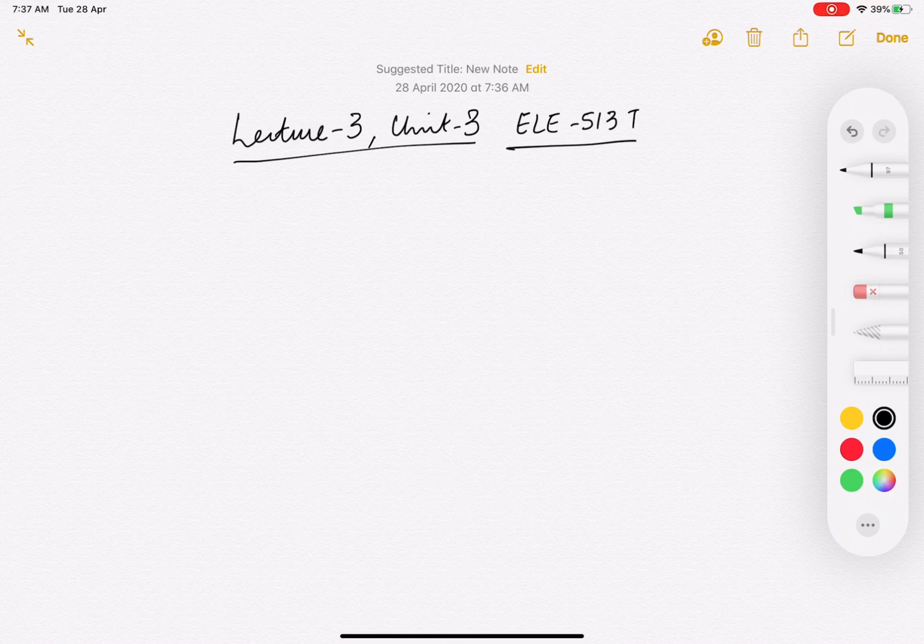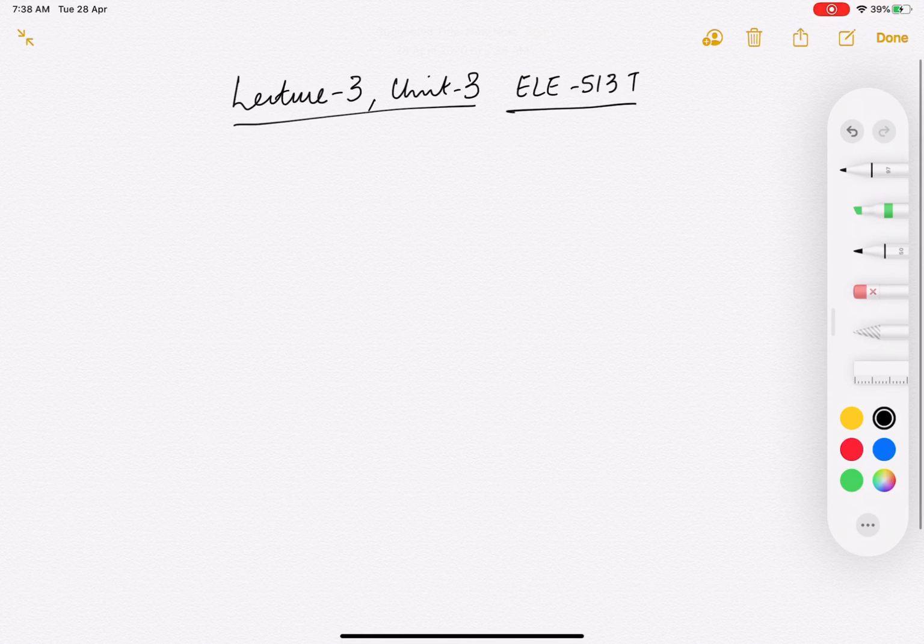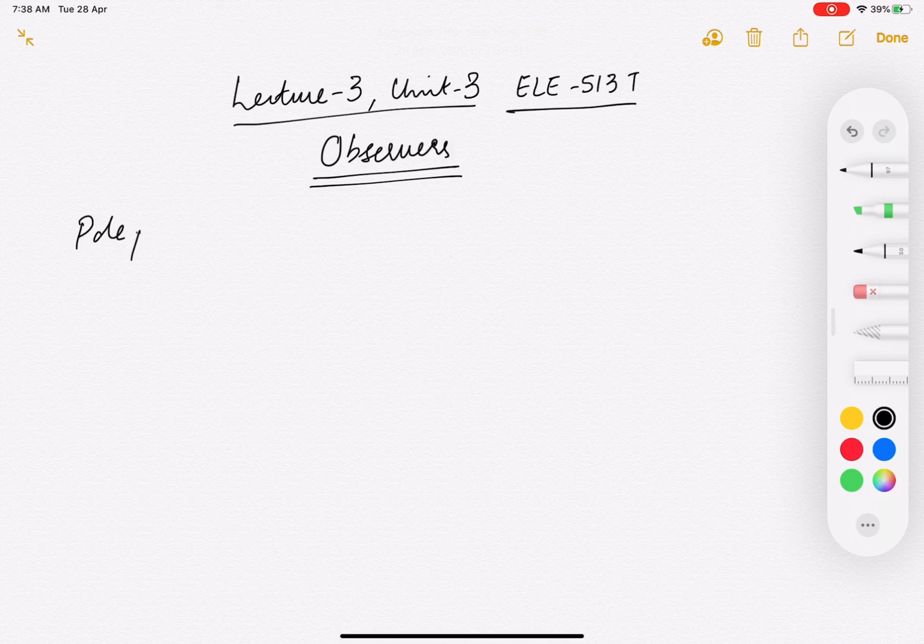Okay, welcome to the third lecture of Unit 3. In this lecture, we are going to talk about observers. This is in continuation to what we have learned about pole placement in the previous two lectures.